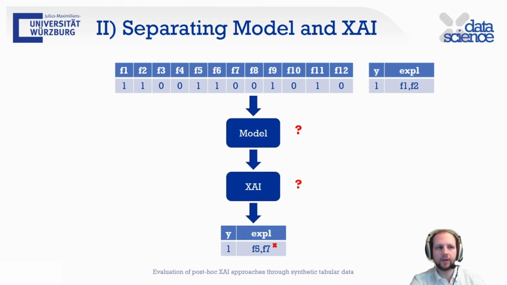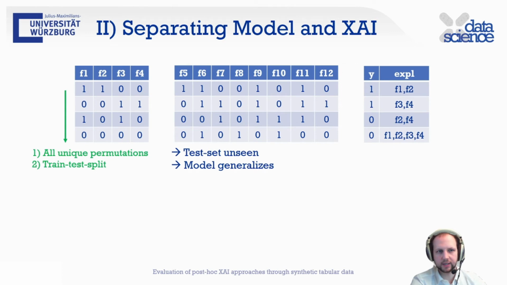So therefore, we have to separate model and XAI. We do this by guaranteeing that the model has done its job correctly, so we know that any errors can be attributed to the XAI and not the model making a mistake. We address this in a data generation, creating all permutations exactly once and utilizing a train test split. This allows us to verify that the model generalizes over all permutations not in the training data, showing that the model is capable of generalizing over the entire Boolean function.